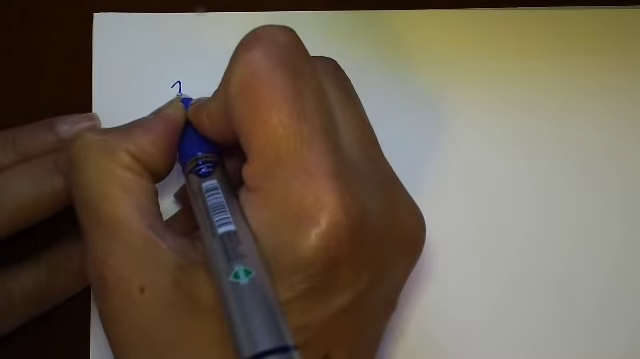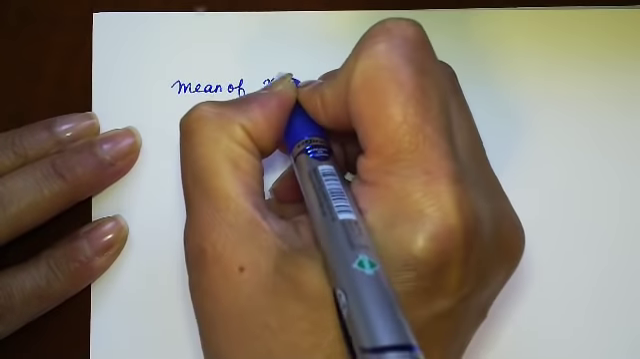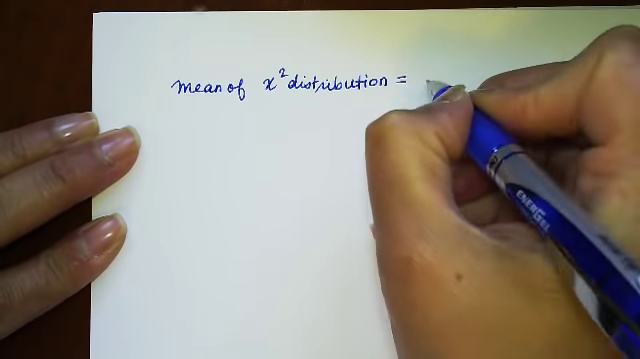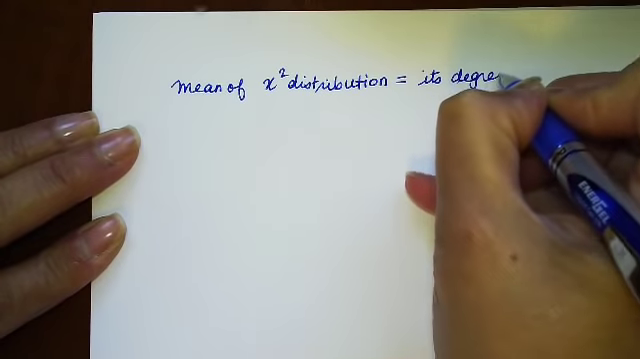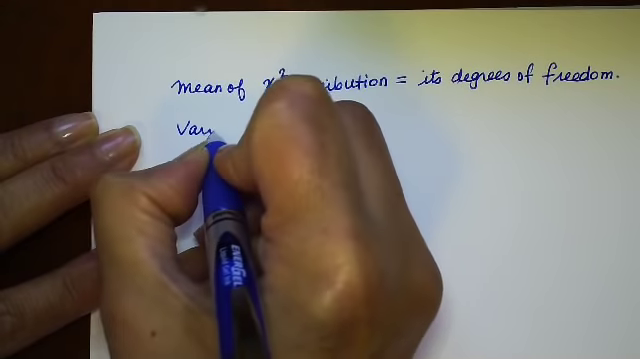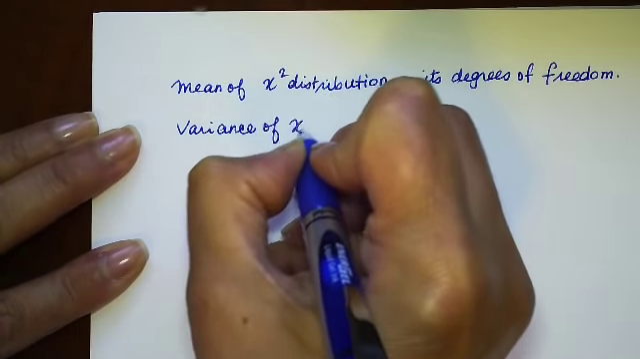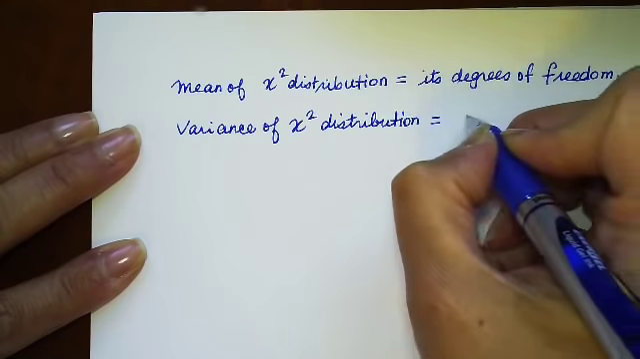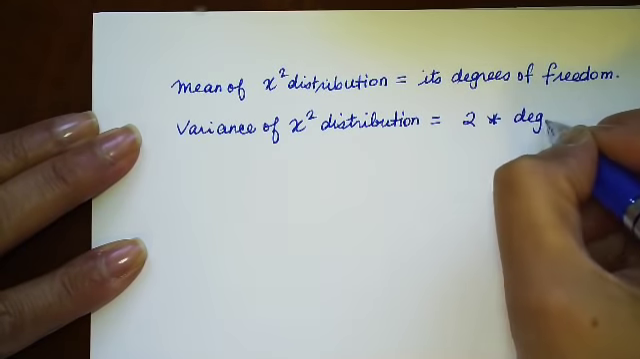Good afternoon, folks. I'd like to finish up the chi-square, and there are a couple of things to mention here. First thing is that the mean of the chi-square distribution is equal to its degrees of freedom. And the variance of the chi-square distribution is equal to 2 times the degrees of freedom.